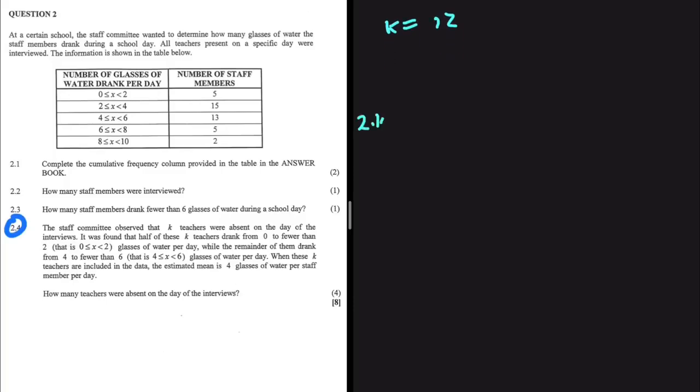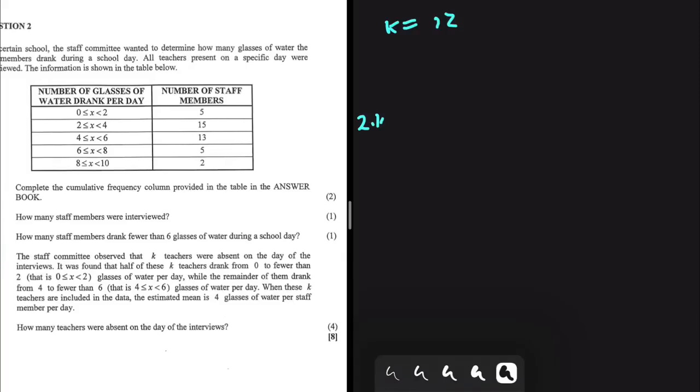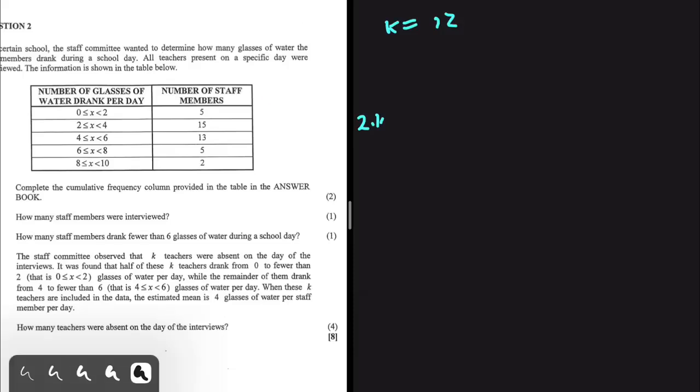2.1. At a certain school, the staff committee wanted to determine how many glasses of water the staff members drank during a school day. Okay, all teachers present on a specific day were interviewed. The information is shown in the table below. Okay, and the first question, 2.1, complete the cumulative frequency column provided in the table in the answer book. Well, I don't have the answer book, so I'm just going to put the cumulative table right here. So let me go ahead and do that.